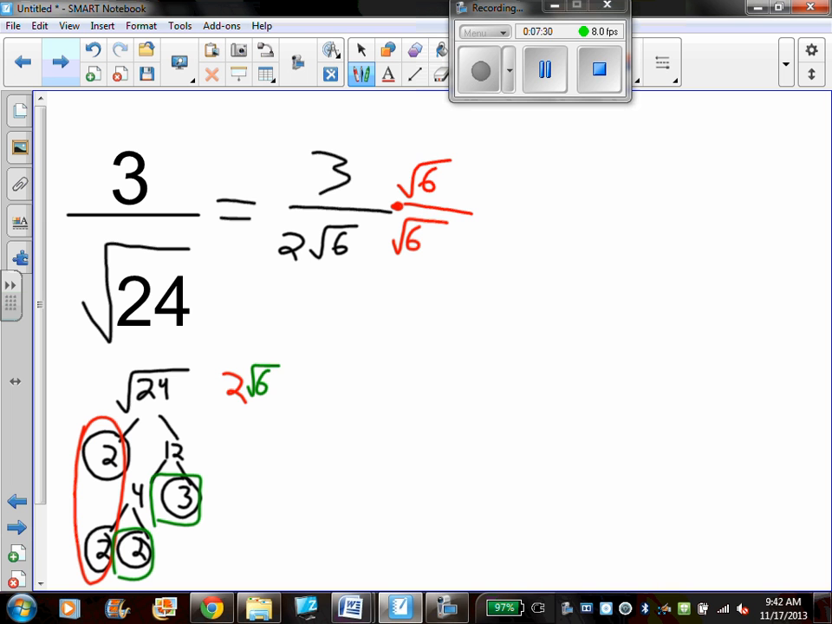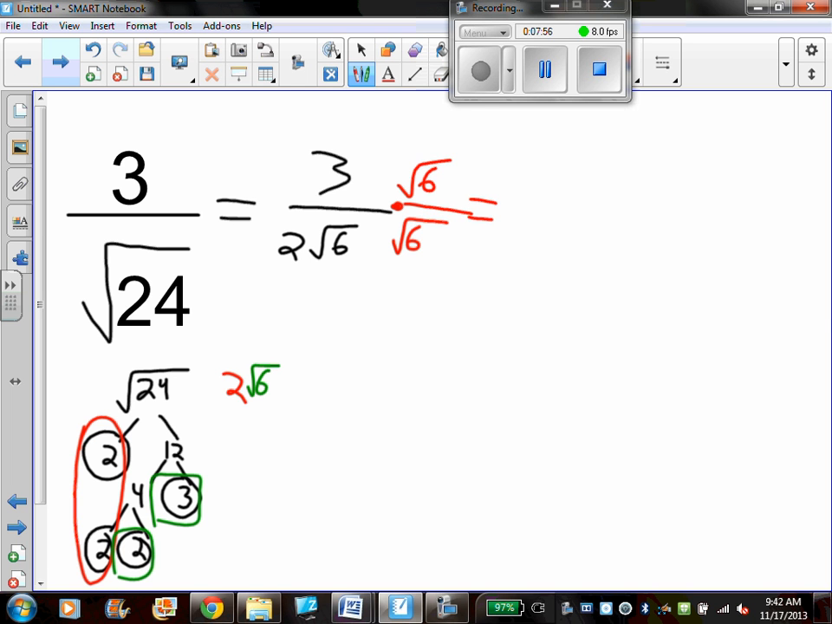Square roots can only multiply with each other. So the root 6 that we're multiplying by will not multiply with the 3 and make 18. It won't multiply with the 2 and make 12. But it will multiply with the root 6 on the bottom to make root 36. The square root of 36, though, is just 6. And that's a good rule to know. Whenever you have a root times itself, it's going to make the number that's under the root.